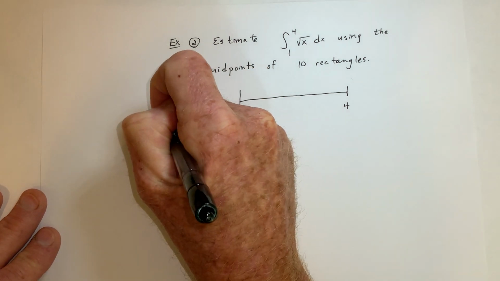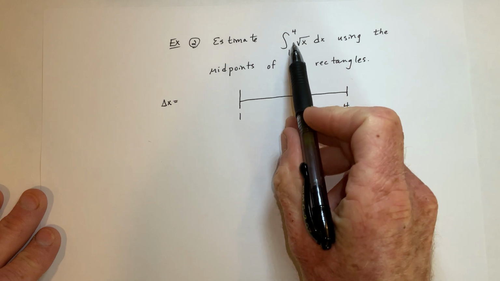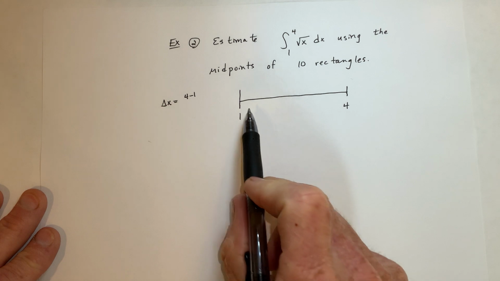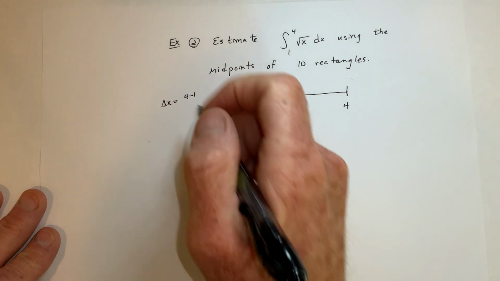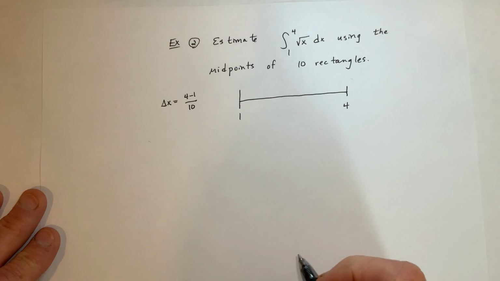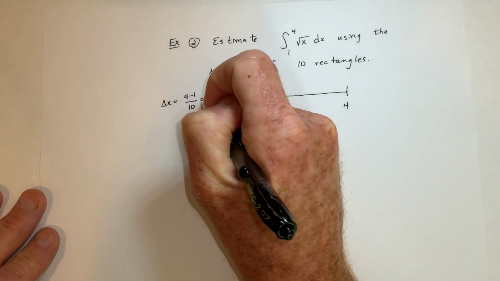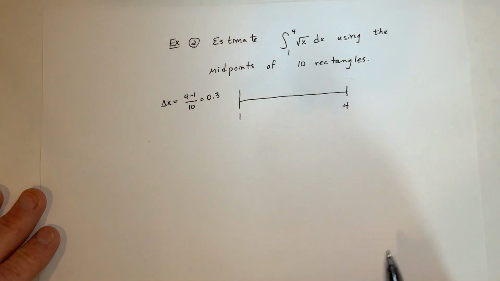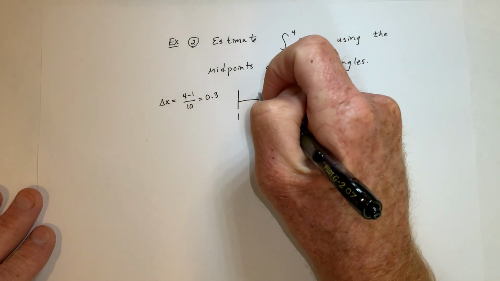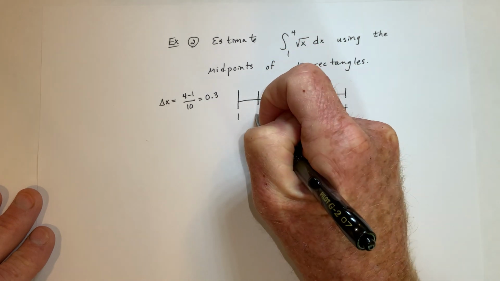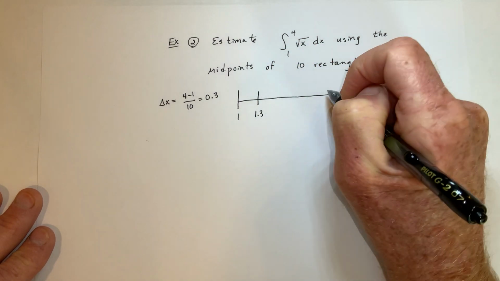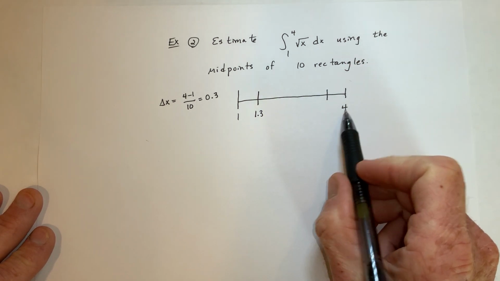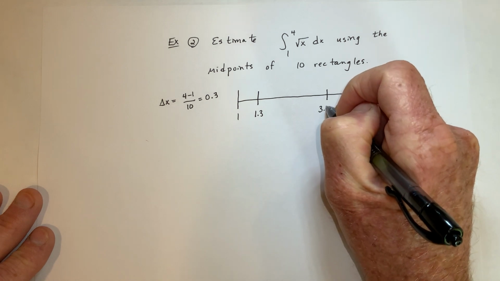So first, find out what delta x equals. So you subtract 4 minus 1. So that's a 3. That's basically saying this is a length of 3. And then divide that into 10 equal pieces. So that will be 3/10, or I could use the decimal 0.3. So that means that the first interval is going to go from 1 to 1.3. And the last interval, if you subtract 0.3 from a 4, that's going to be a 3.7.